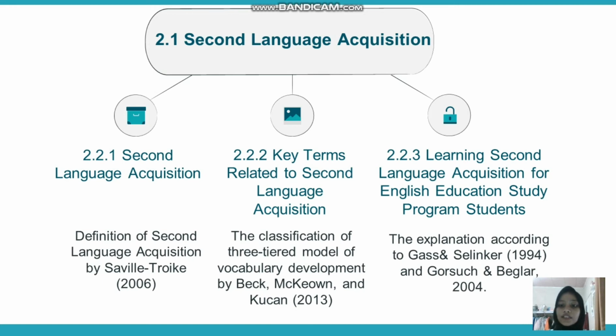Learning second language acquisition for the English education study program. Here, I use several experts to explain this, like Gass and Selinker, and Gorsen and Belgar in 2004. According to Gass and Selinker, understanding SLA is important since we explore human language, approaching the human essence according to the human mind, which can be said to be unique. SLA is one of the compulsory subjects in English education.